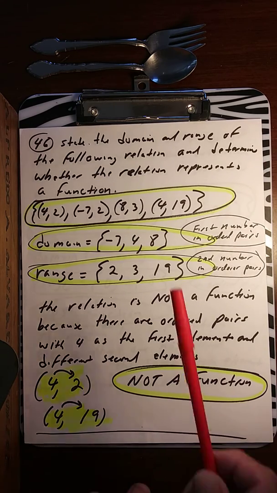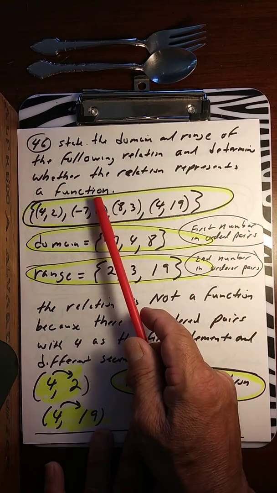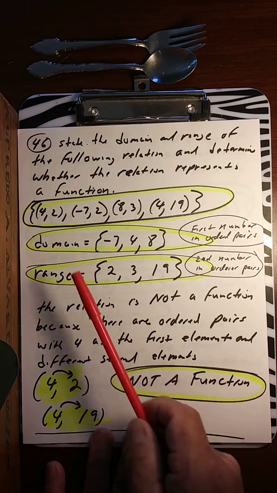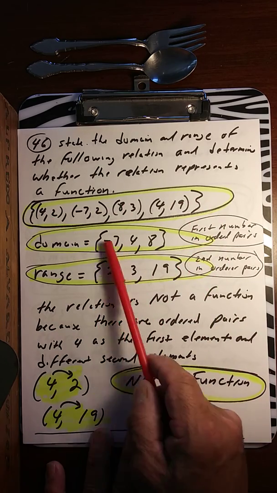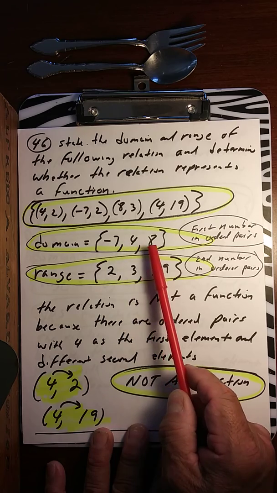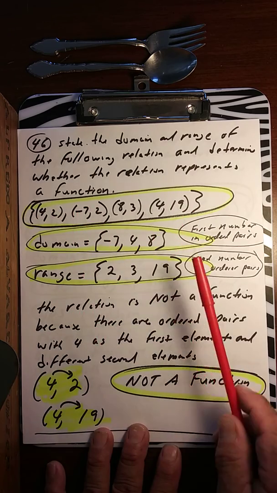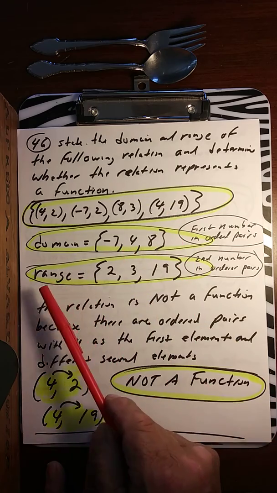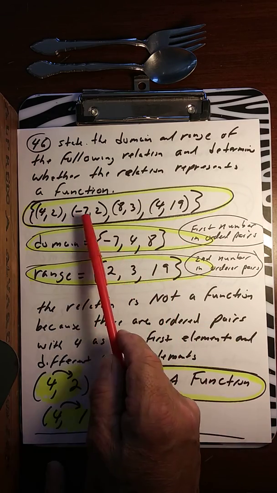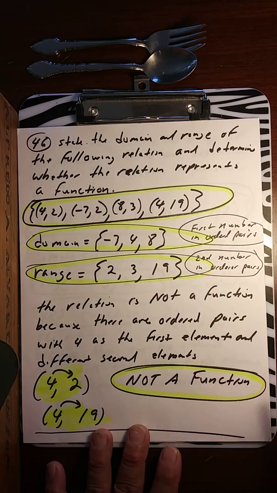State the domain and range of the following relation, and determine whether the relation represents a function. Okay, here's a bunch of points on the graph. Domain is all the first numbers. So we have -7, I have a 4, and I have an 8. That's it. First numbers in the ordered pairs. Range is all the second numbers. We have 2, 3, and 19.